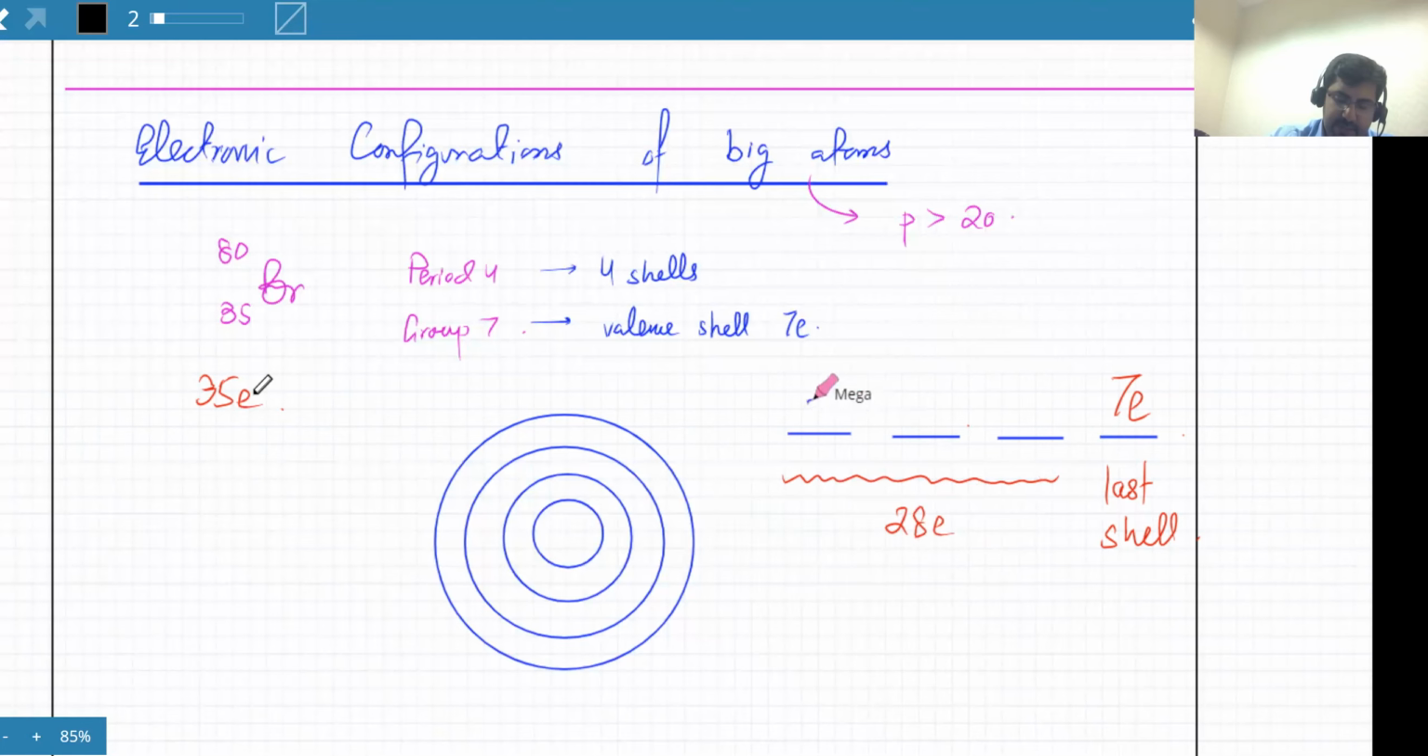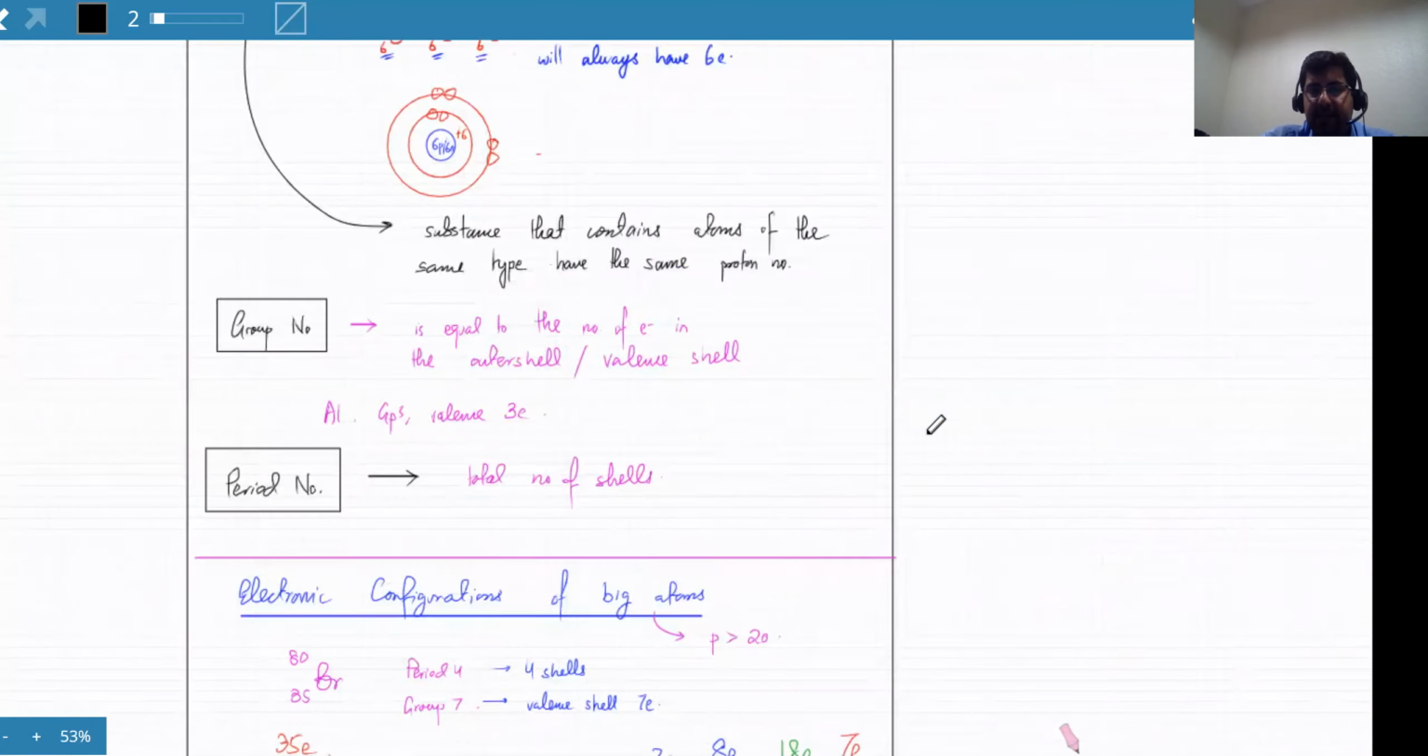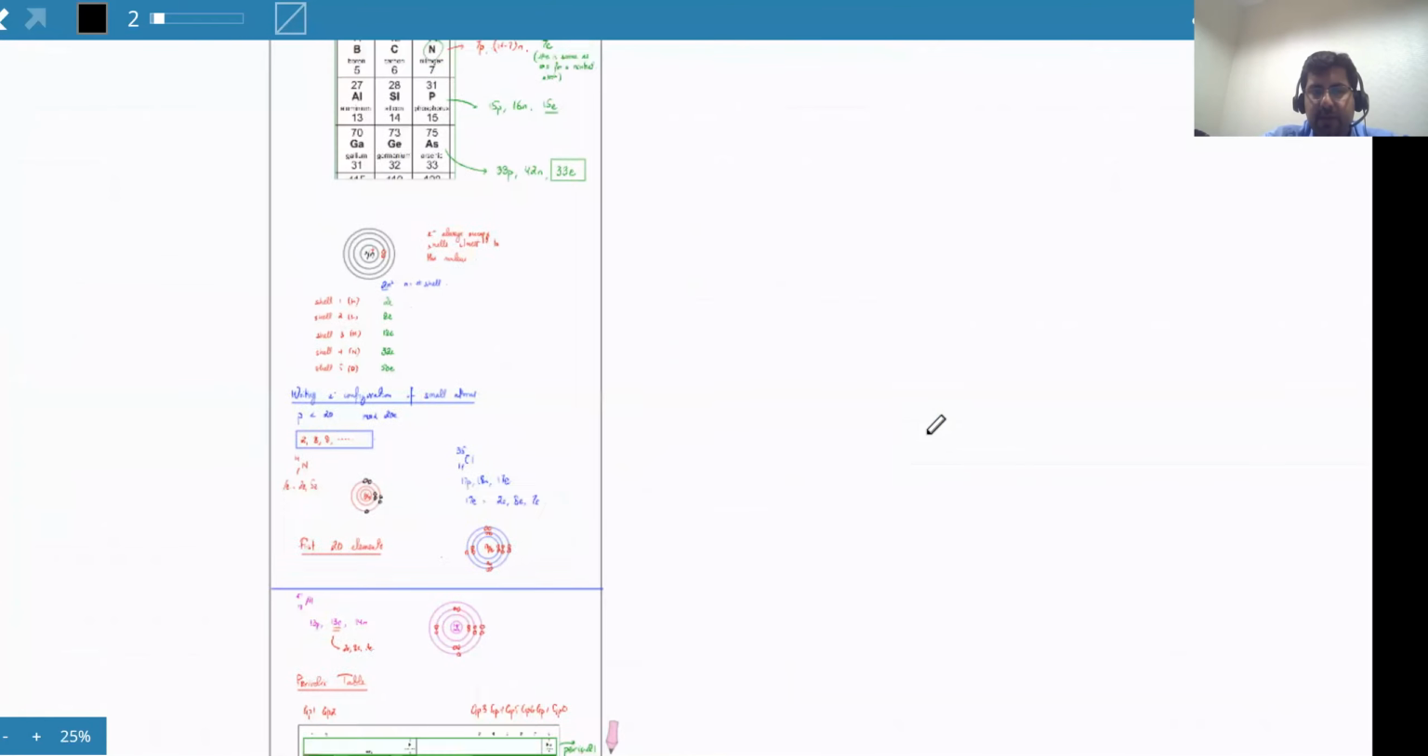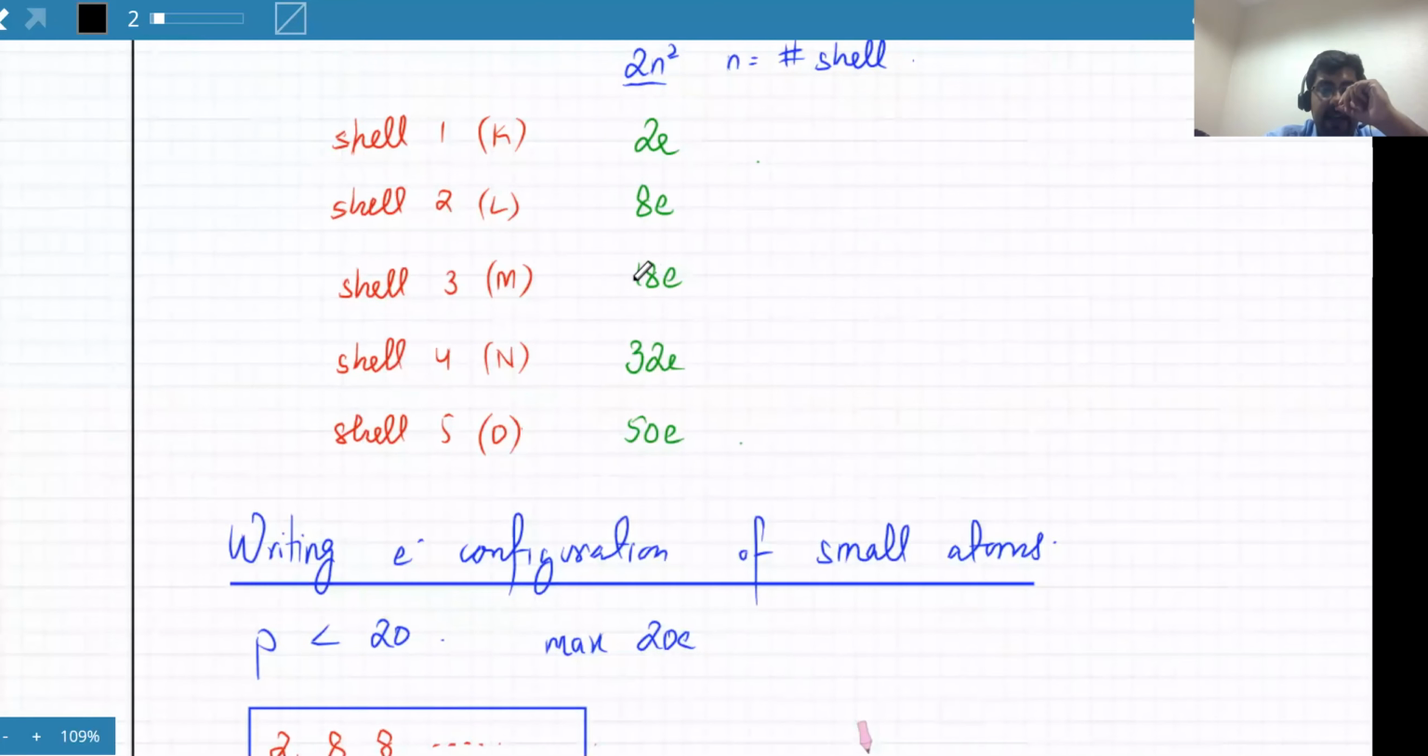The first shell is going to have 2 electrons. The second one is going to have 8 electrons. So that's 10. Now out of 28, if you remove 2 and 8, you still have 18 electrons to go. So the third shell will have a total of 18 electrons. And this is exactly what we studied early on, that the third shell can have a maximum of 18 electrons.